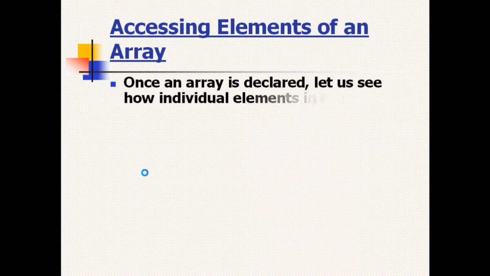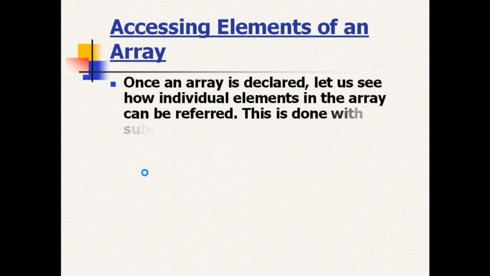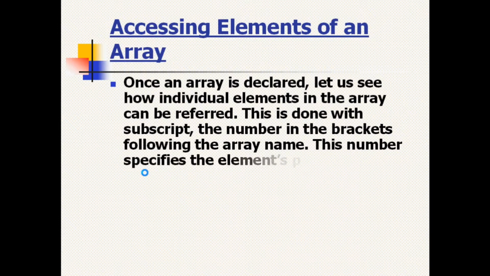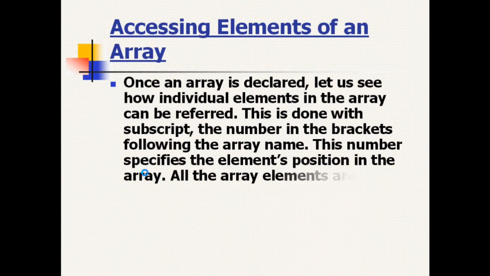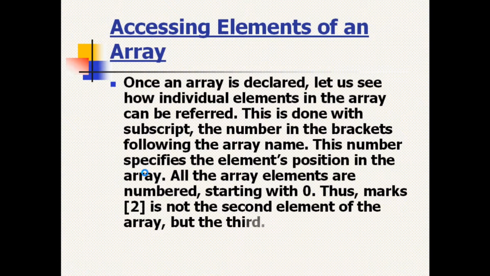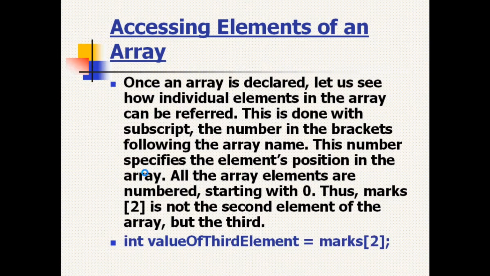Once an array is declared, let us see how individual elements in the array can be referred to. This is done with the subscript, the number in the brackets following the array name. This number specifies the element's position in the array. All the array elements are numbered starting with 0. Thus, marks[2] is not the second element of the array, but the third one.